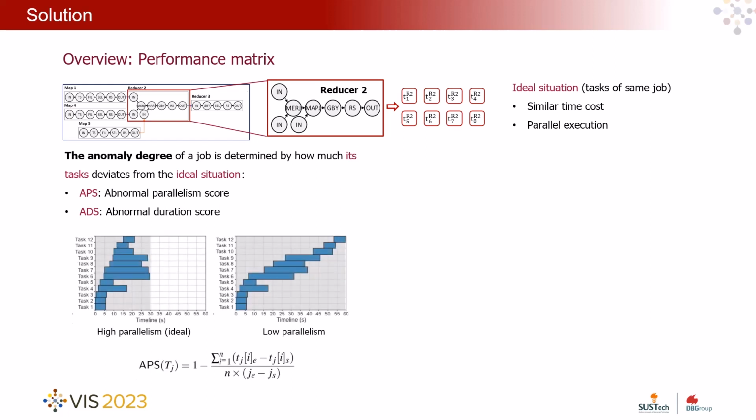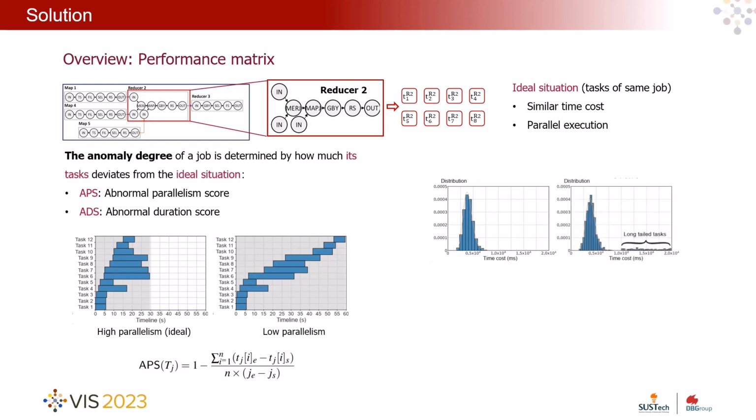For APS, these two figures represent high parallelism and low parallelism respectively. We calculate APS by measuring the ratio of the blue region to the green region. As for ADS, our observations reveal that task execution times often form a normal distribution, as depicted in this figure. However, when a few tasks experience long execution times, a long tail effect emerges in the distribution, as shown here. We quantify the anomaly by measuring the significance of this long tail effect.